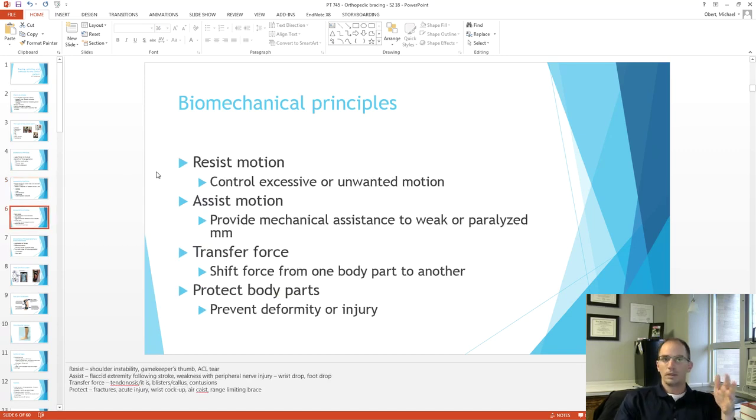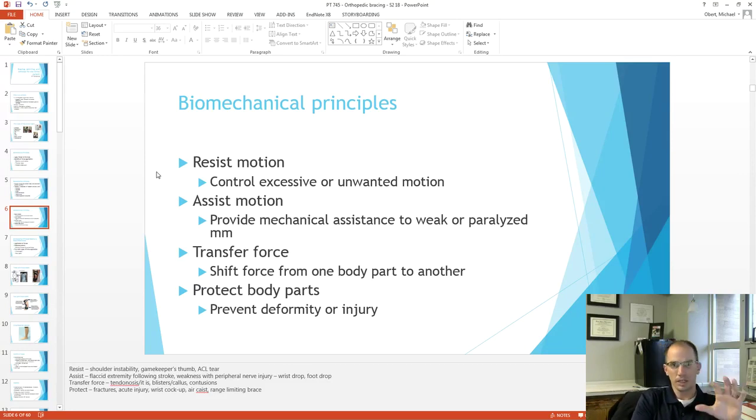Okay. So we talked about resisting motion. So we can control that excessive or that unwanted motion. So I talked about that shoulder instability. We can put them in the brace that limits abduction, external rotation. If somebody had an ACL tear, I can prevent that anterior shear of the tibia on the femur. We can assist motion. So like I talked about, we can add something that helps with dorsiflexion. I can add something to the elbow that helps with elbow flexion. So it really just depends on what that goal is for that patient.